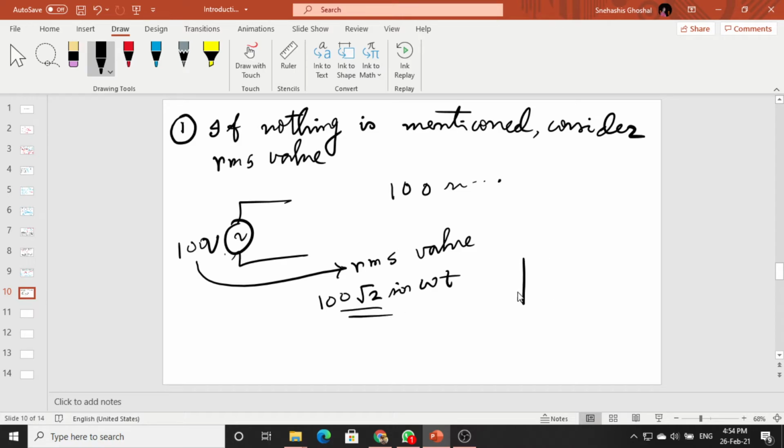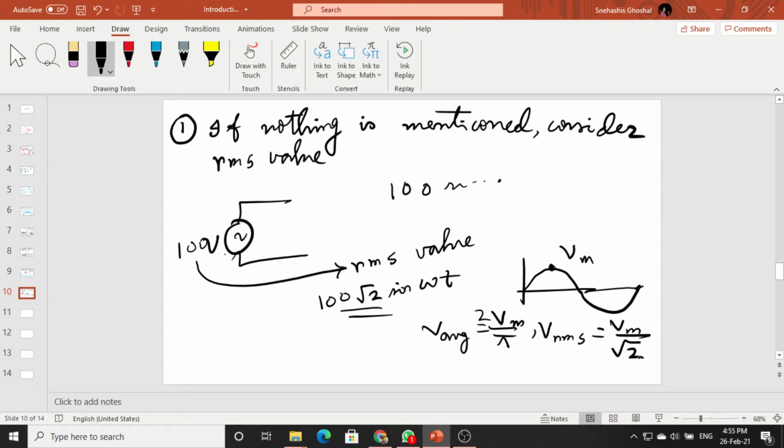Why 100 root 2? You know that for a sinusoidal waveform, if the maximum value is Vm, then V average equals 2 Vm by pi, and V RMS equals Vm by root 2. That is known to you. I am not going into the detail. So this will be taken as RMS value.